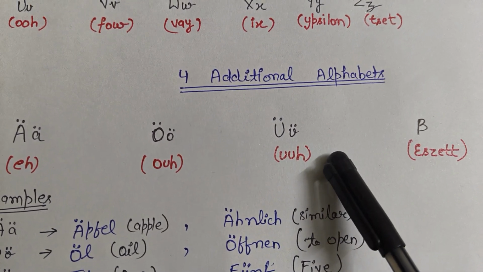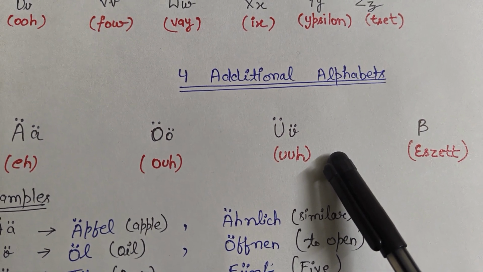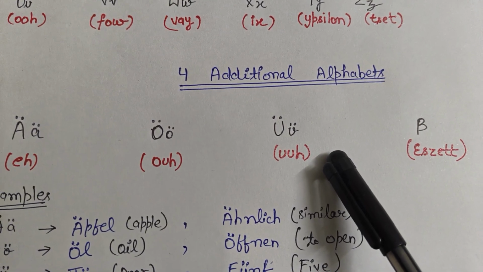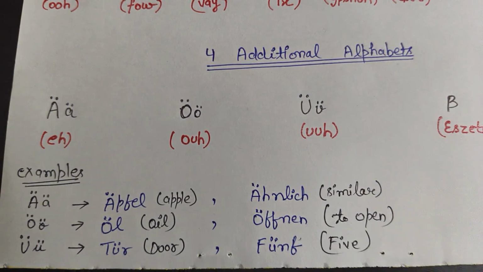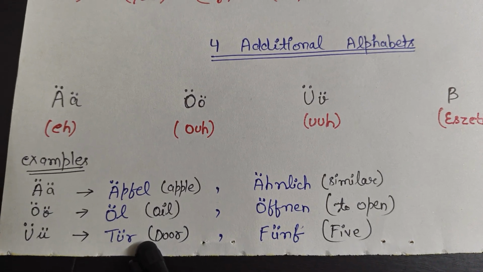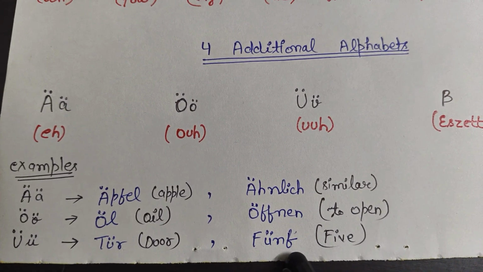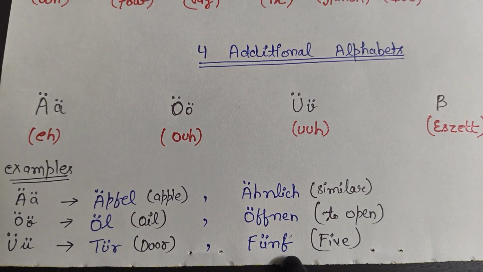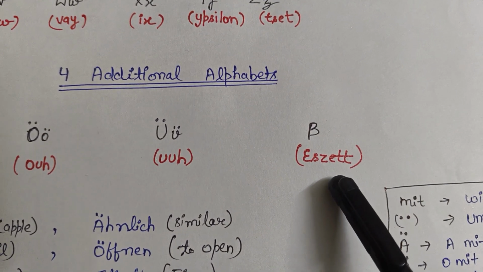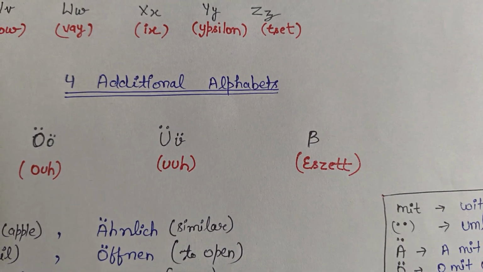Similarly, U with umlaut or U mit umlaut in German is pronounced as U. For example, Tür, door. Fünf, five. And the last alphabet is called as ess-zett, the sharp S.